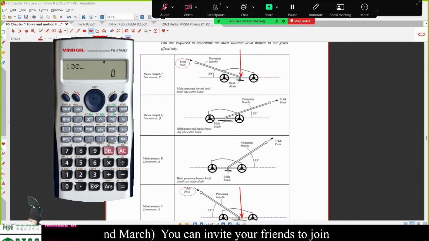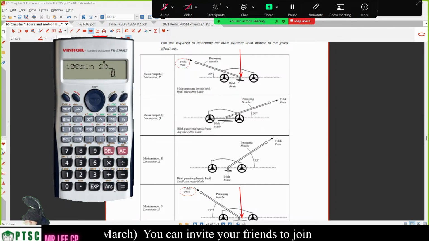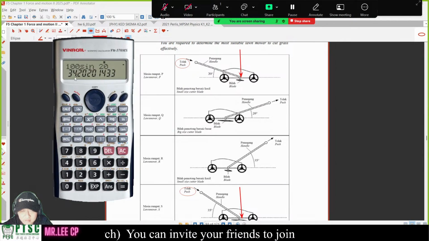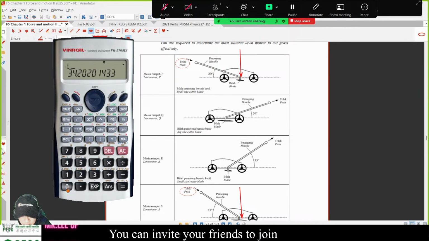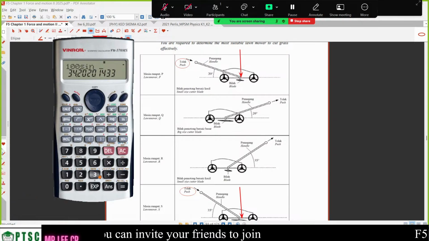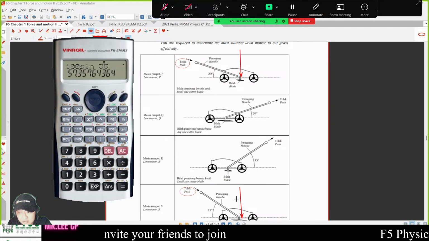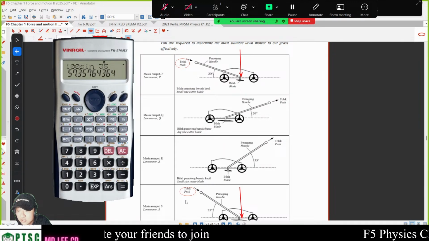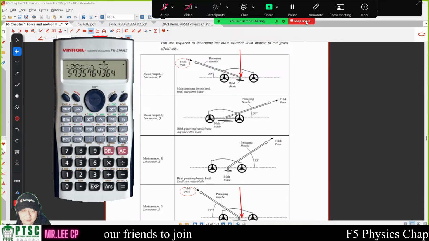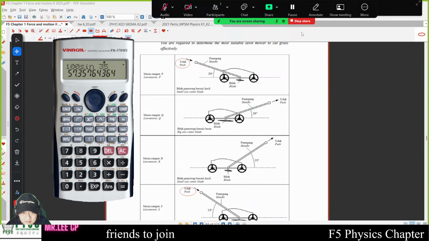100 sine 20. So how much is the force going down? 34. 100 sine 35, you find that this one is 57. This one is more force. Right? So the answer is S.